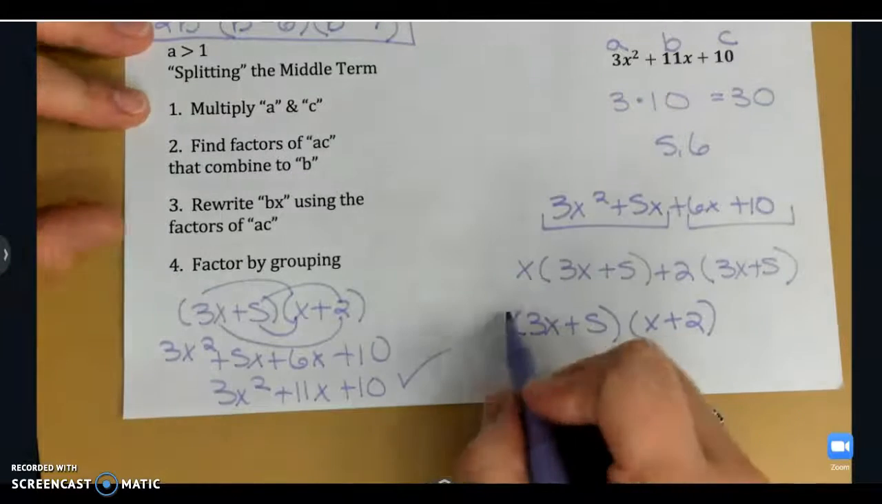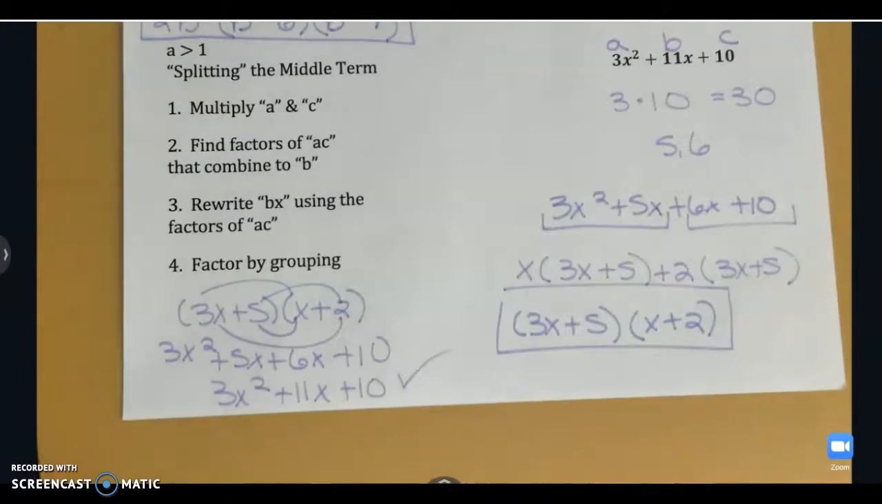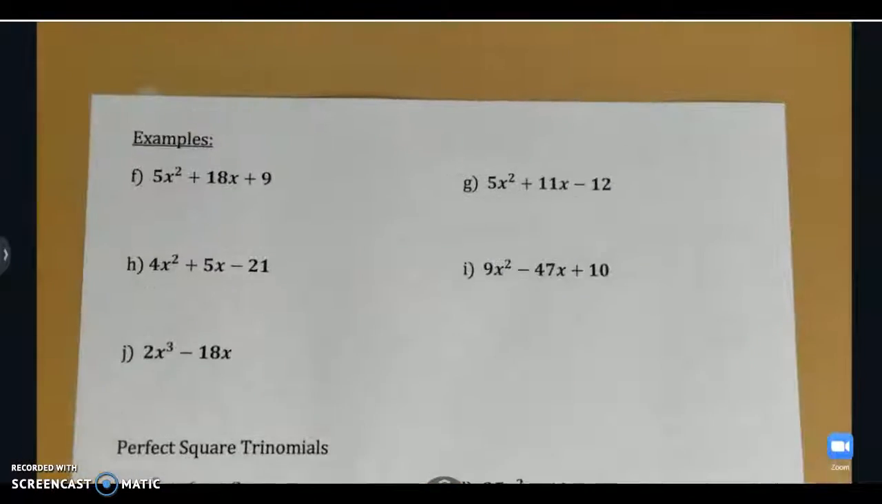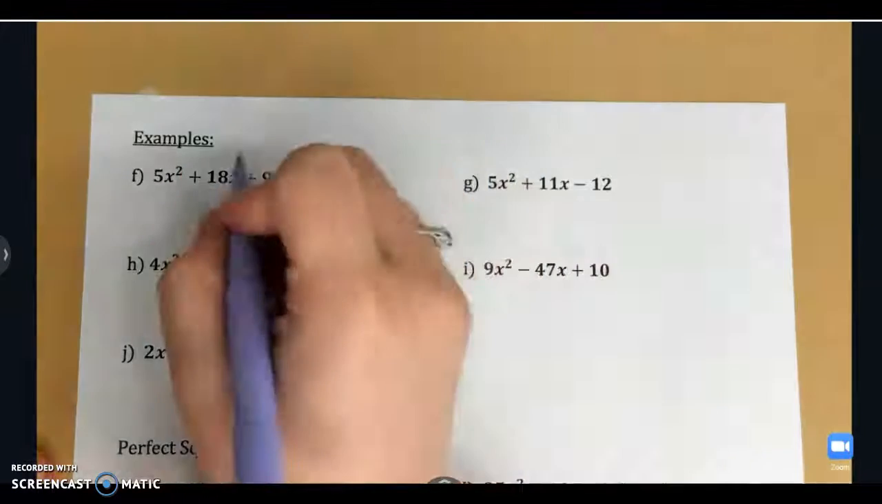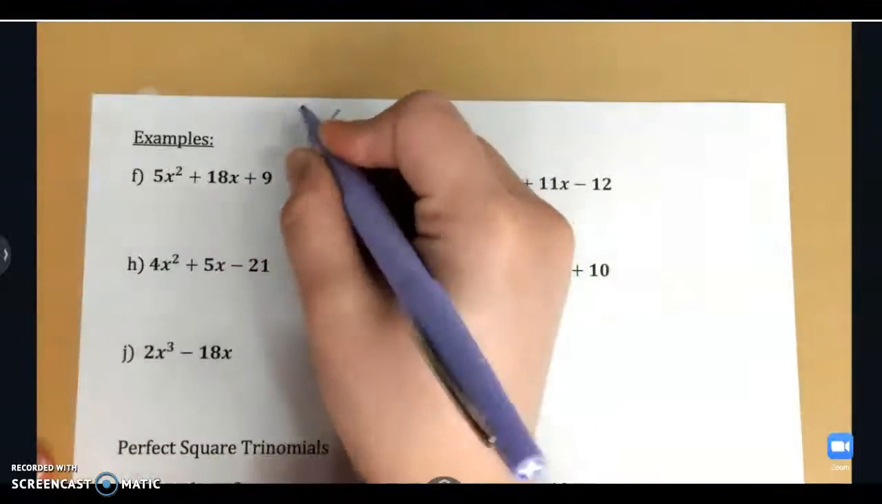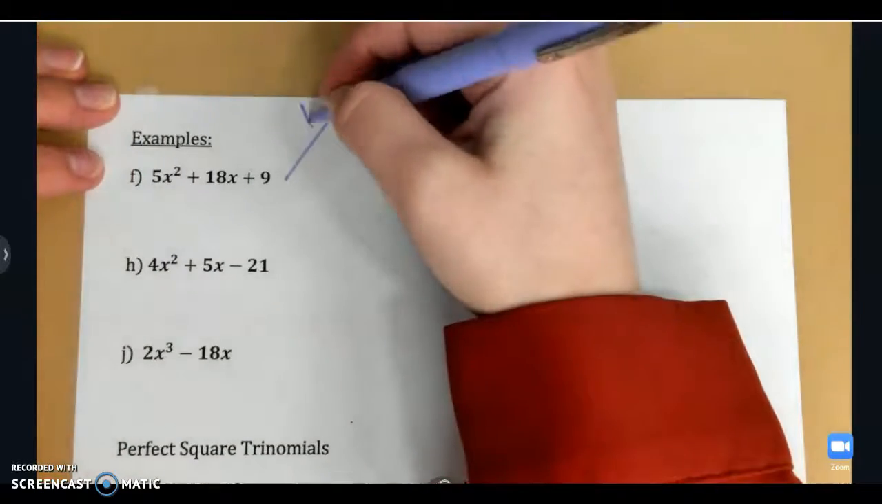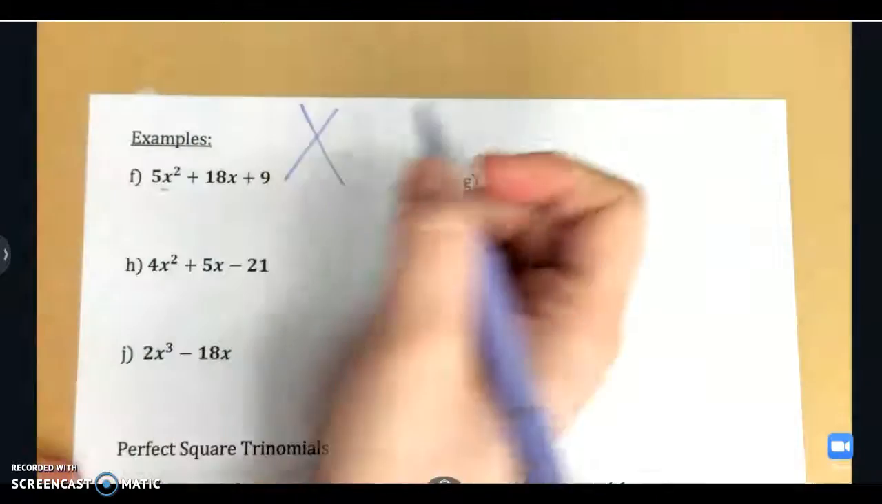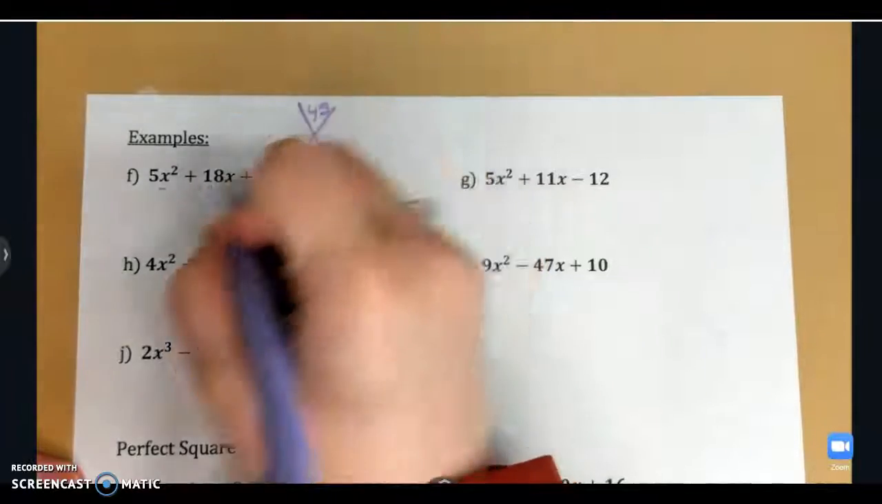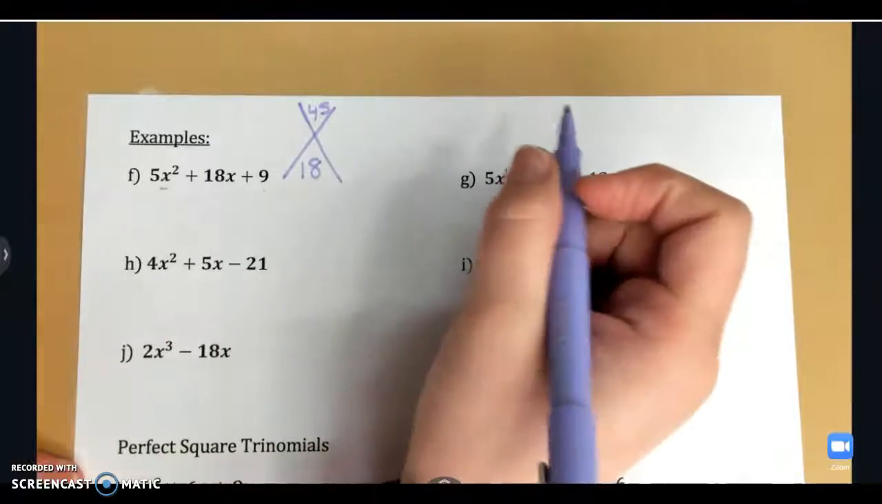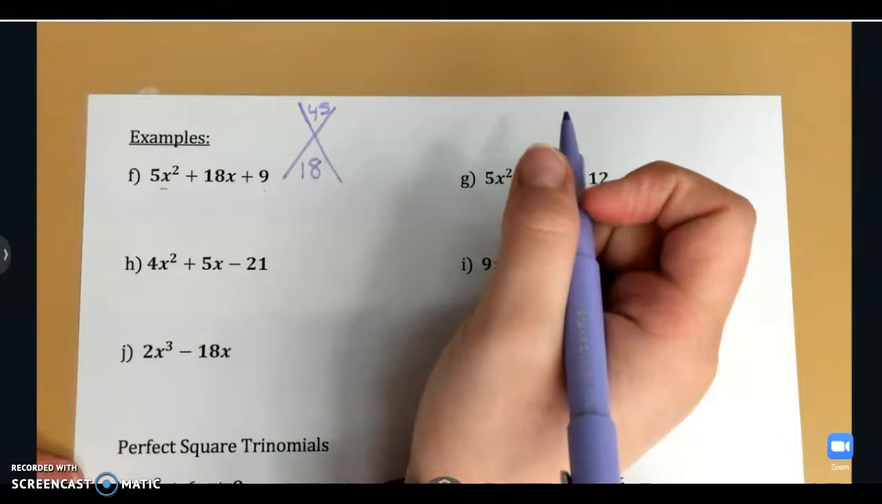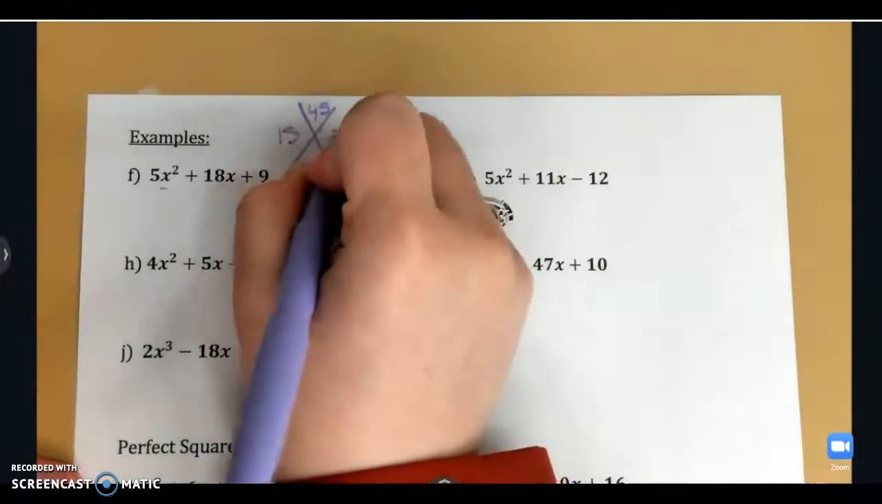And if I do, then that means that I have factored correctly. All right, let's practice this a little bit more. On F, again, I'm going to multiply my A and my B terms, and I'm just going to organize it in this little X to make it more clear. So 5 times 9 is 45, and my middle term is 18. So I'm looking for factors of 45 that add to 18. Well, that would be 15 and 3.